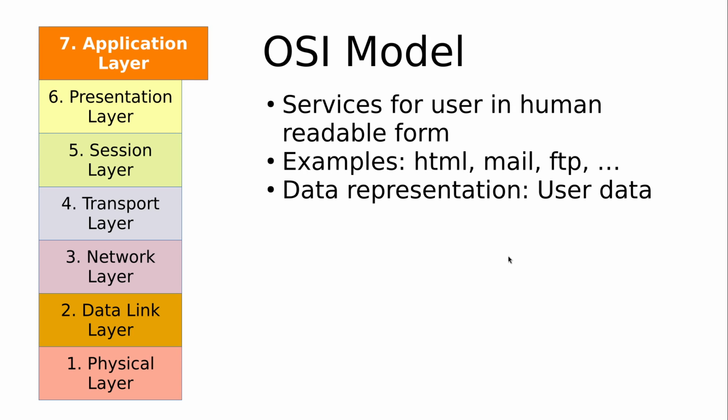And last but not least we have the application layer, which is the interface to us human beings. In the application layer you have services for users in a human readable form. Examples here would be HTML, mail, FTP, and so on. And the data representation here is user data. Okay, so we went through all the 7 layers.